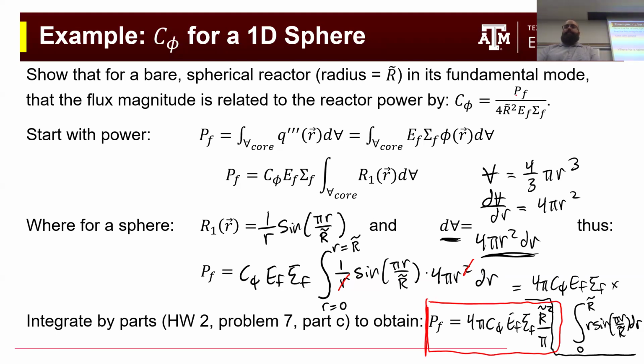And then to get C phi, you would just rearrange, right? So if I divide both sides by 4 pi and I divide all this other stuff to the other side, that's where that comes from. It's taking that integral and then rearranging terms. So that would be how you could get that flux magnitude based on the reactor power and then based on the material and geometric properties of that reactor.